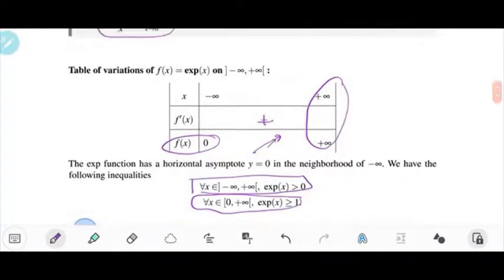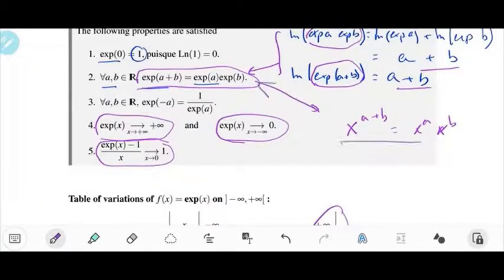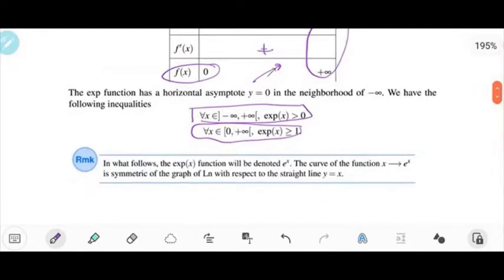In fact, due to the formula that we obtained here, which is very similar to the formula we have for the powers. You know that x to the power a plus b is equal to x to the power a times x to the power b, right? Since we have this kind of relation for the exponential, which is similar to the power representation, the exponential function will be denoted as e^x, because it will be treated as if it was a power, because it has the same property as the power.